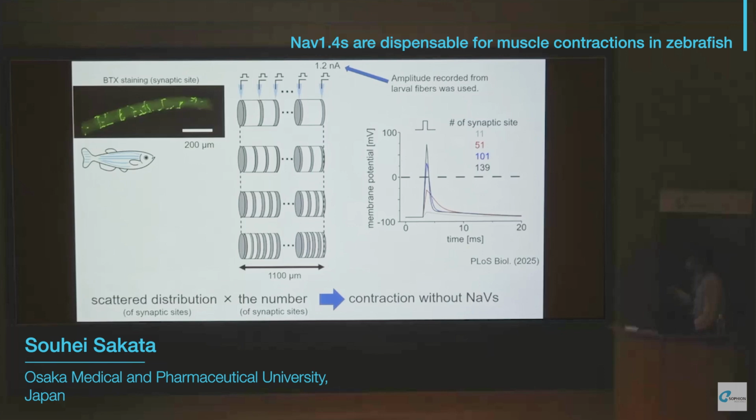With 11 synaptic sites, the depolarization amplitude is very small. However, with 51, the amplitude was bigger. And with 101 and 139, we found huge depolarization over 0 millivolts. This means that a scattered distribution and a high number of synaptic sites enable the muscle to contract without Nav1.4.